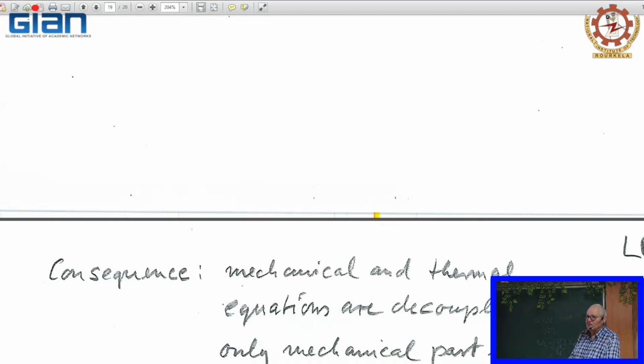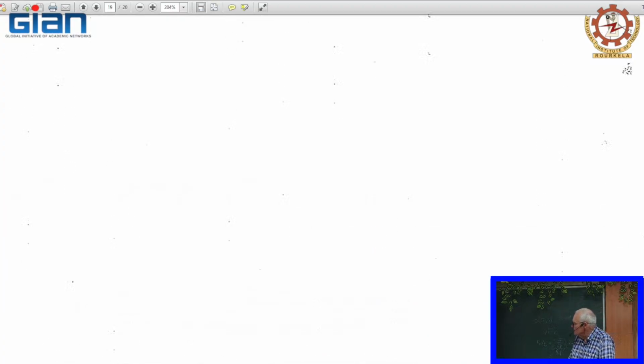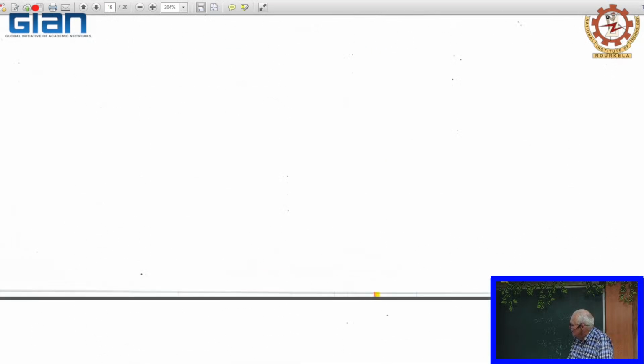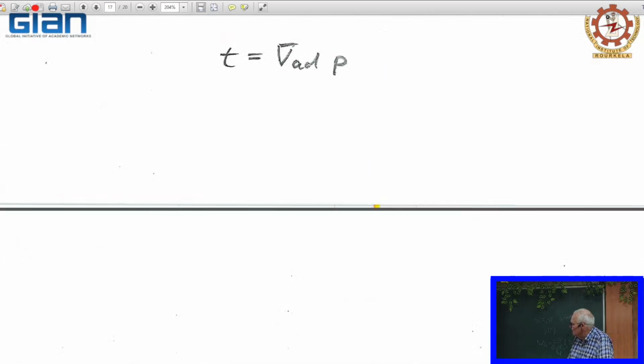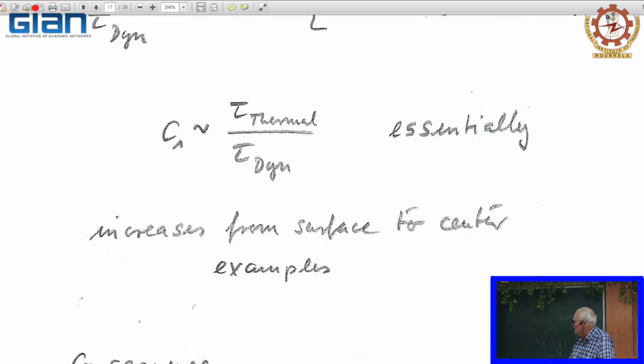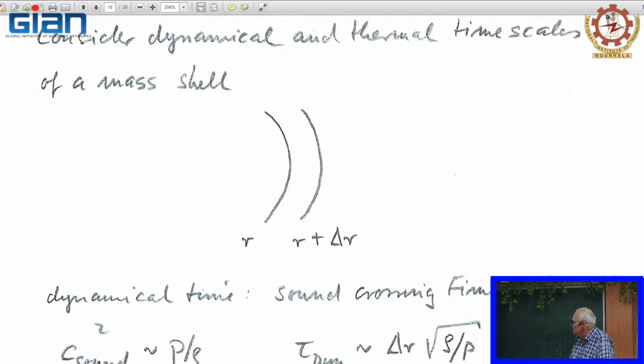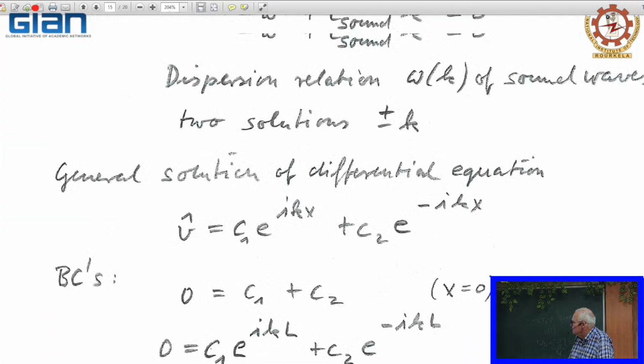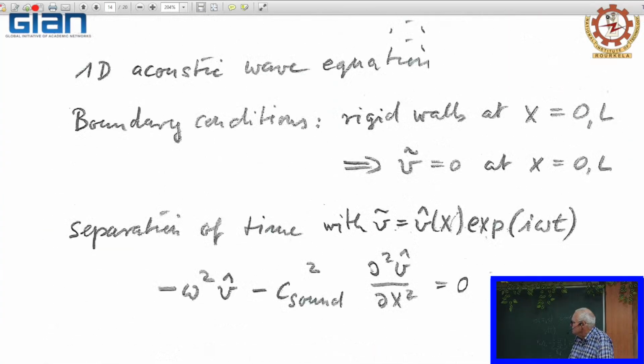So what happens to the remaining mechanical equations? I have to go back here. Once we explicitly require that the temperature perturbation is nabla adiabatic times the pressure perturbation, well, let's go to the equation once again.